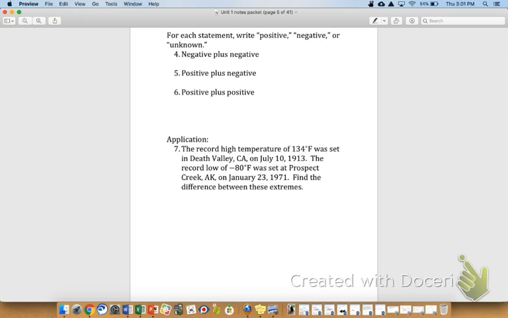Okay, so 4, 5, and 6 are all very conceptual. So number 4, if you have a negative plus a negative, the answer would be positive, negative, or unknown. I want you to do all 3 of these. Do numbers 4, 5, and 6. Get your answers and thoughts on these here in a second.